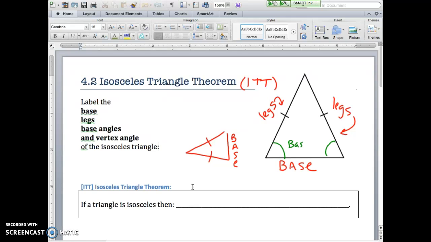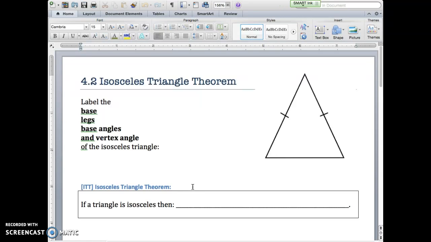The base angles connect the base and the legs. So these are the angles where the base makes up one of the rays of the angle. And then the one that's left is called the vertex angle. So the vertex angle will always be between the two legs on an isosceles triangle.